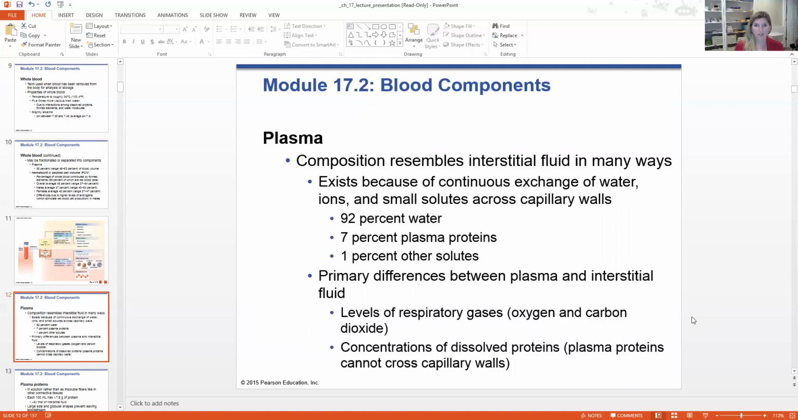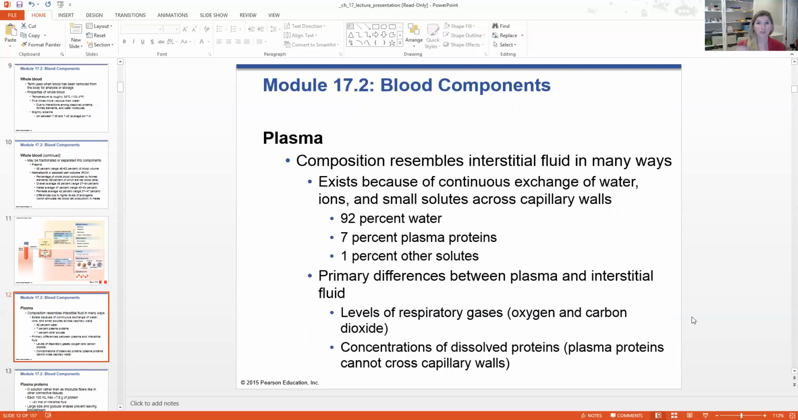Oxygen and carbon dioxide concentrations in the plasma and interstitial fluid are going to vary, mostly because your blood is transporting the waste products out and transporting the new oxygen in, and likewise in your tissues, they're using up the oxygen and producing carbon dioxide. So it's almost an opposite in concentrations, and it's called a partial pressure, and we'll talk about it when we cover respiration in a few chapters.